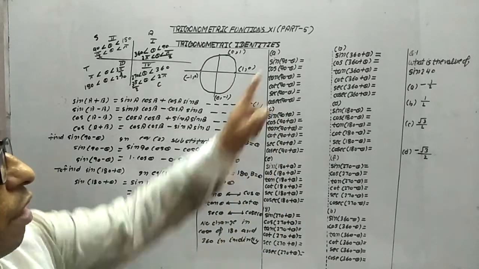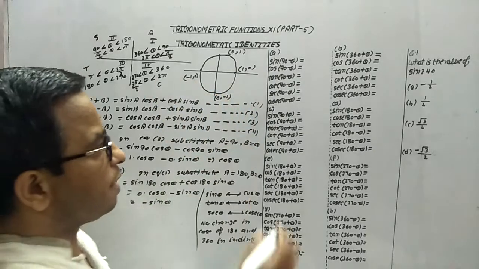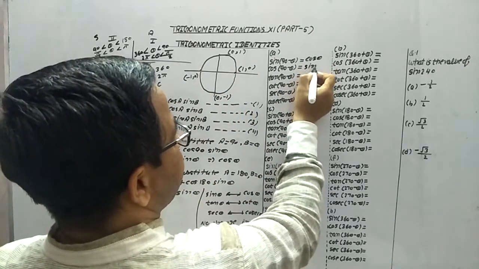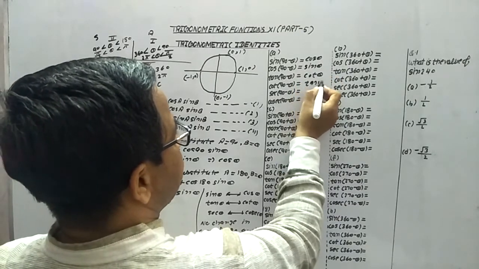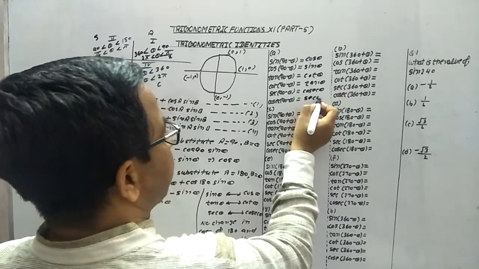First of all, look at this thing. In first quadrant all are positive, because of 90 change in identity. So sine theta, cos 90 minus theta, sine theta, tan 90 minus theta, cot 90 minus theta, tan theta, sec 90 minus theta, cosec 90 minus theta, sec theta.